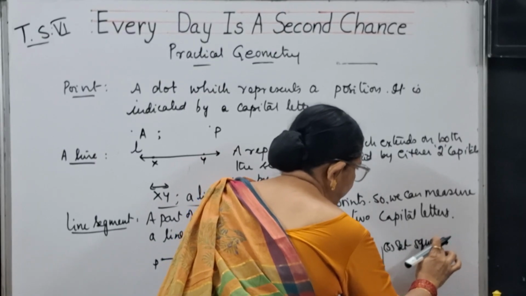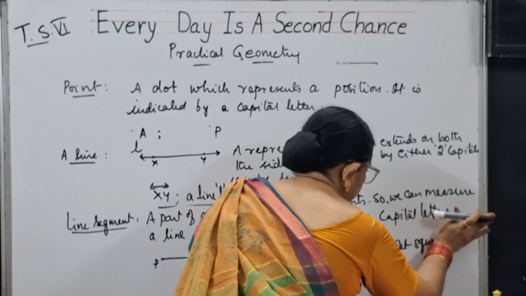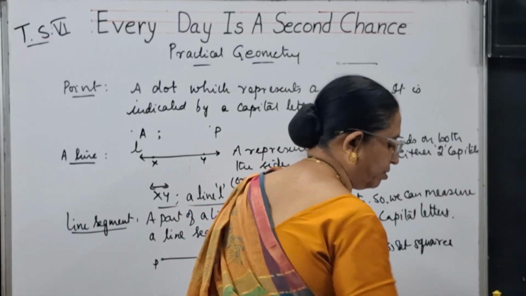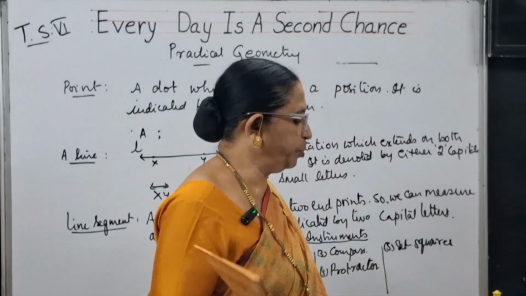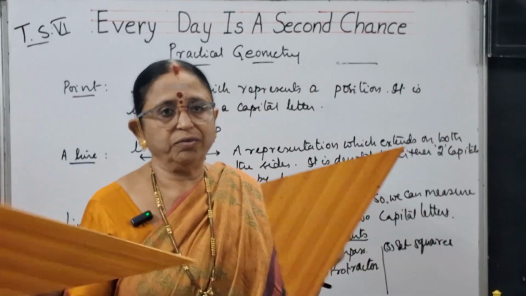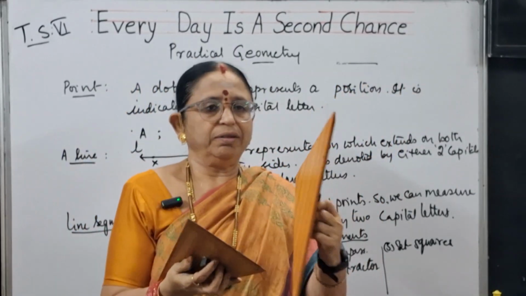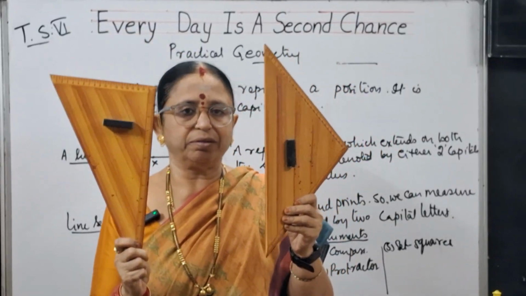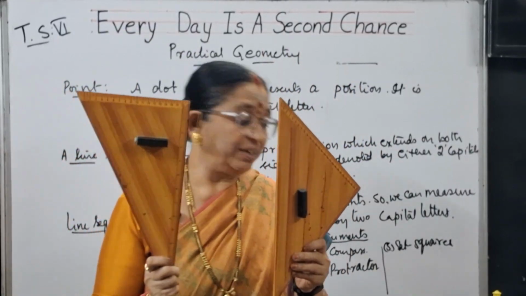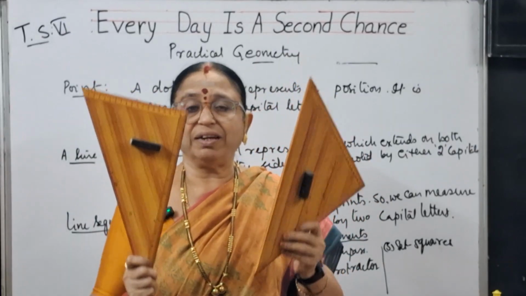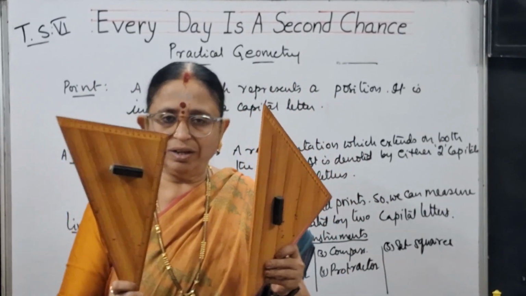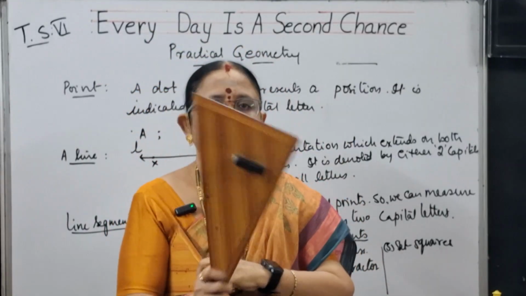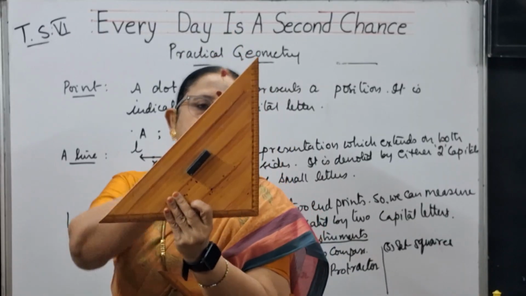They are called set squares. So what are set squares? See, children, if you open your compass box, you will be getting two instruments in this way. These are the two instruments. These are called set squares. So these set squares are used to draw a perpendicular line, 90 degrees. See, this is 90 degrees. And also if you use this, this is 90 degrees.